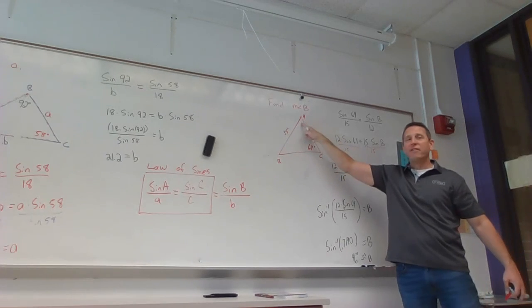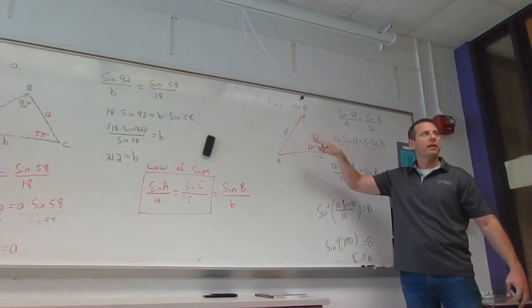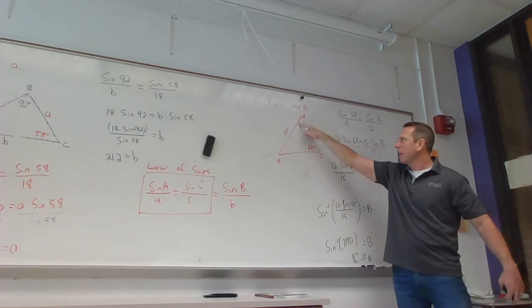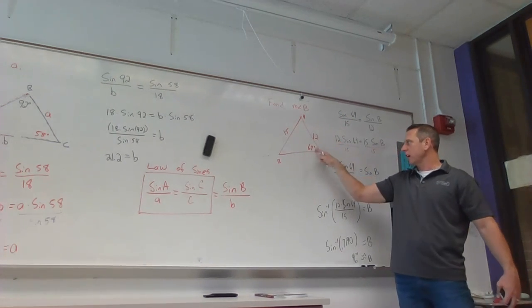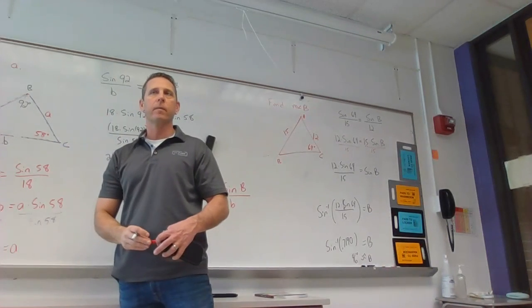So now, if we know this is 46, then what's this? 70. And if that's 70, now we can find another missing side using sine. Sine of 70 over this, sine of 64 over this, and then we'll do all this junk again to find that missing side.